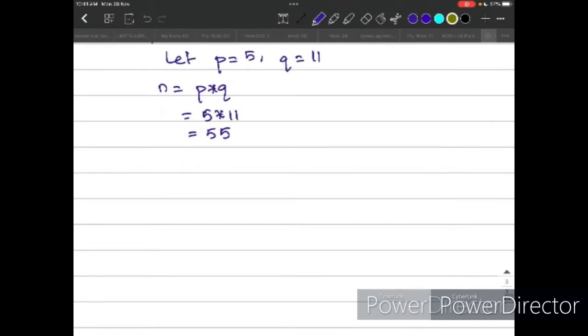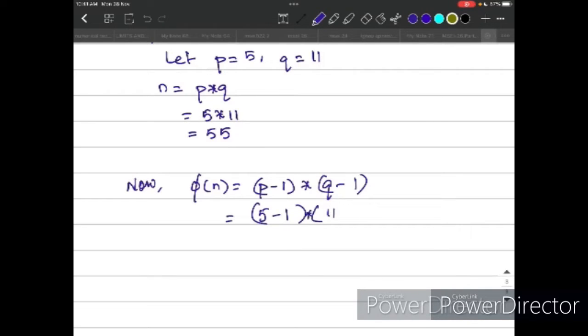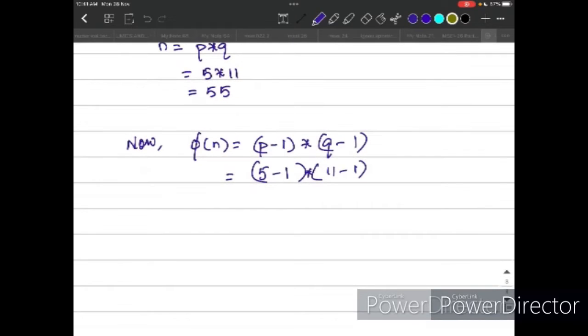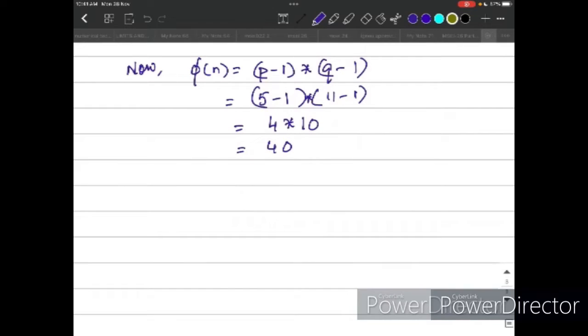First step is calculated. Now we have to calculate phi of n. Phi of n equals (P minus 1) into (Q minus 1). P minus 1 is 5 minus 1, into 11 minus 1, equals 4 into 10 equals 40.